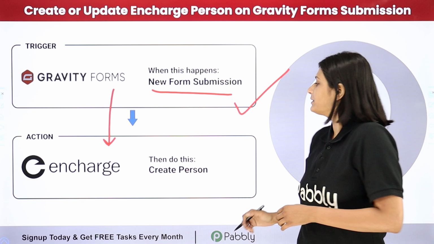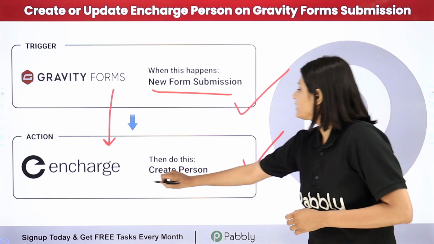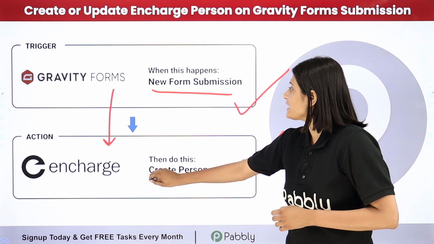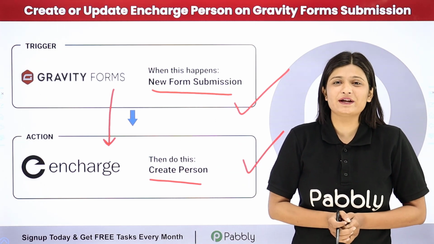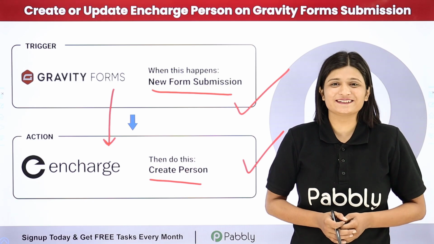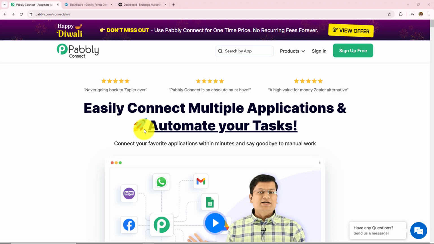And then in my action application, I am going to take Encharge, where the person will be created as soon as the new form will be received. If you want to learn this amazing automation step by step, then let me take you all to my screen. In this video, we are going to learn how to create Encharge person on Gravity form submission. For this, we are going to create automation between Gravity forms and Encharge with the help of Pabbly Connect.